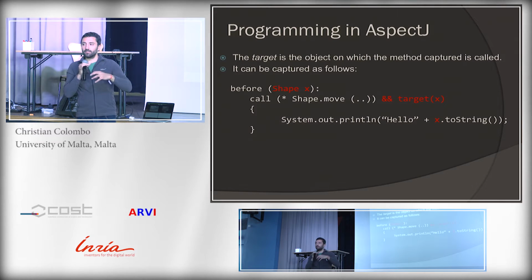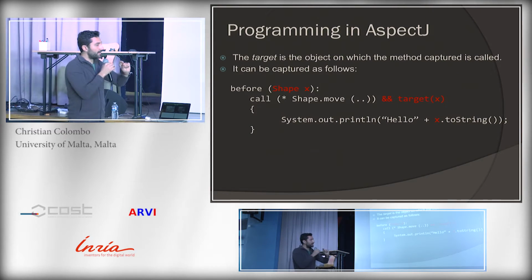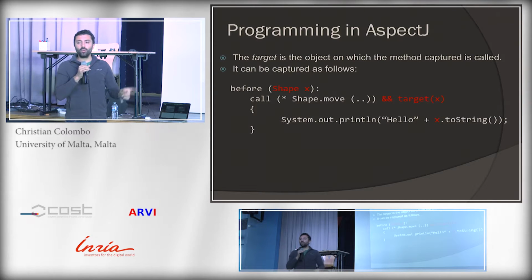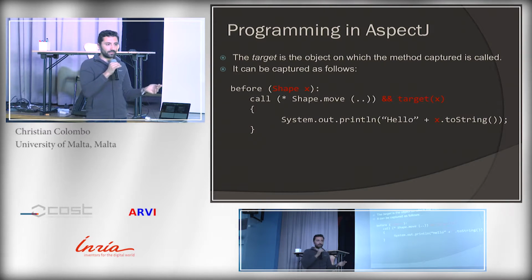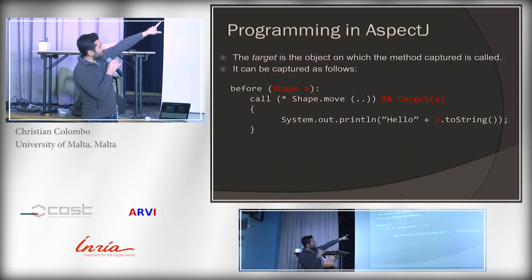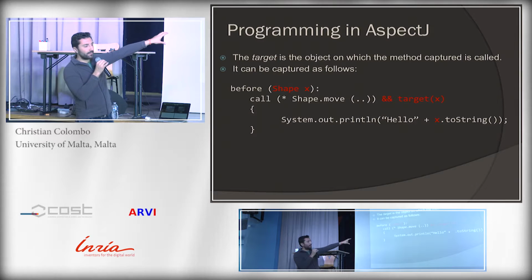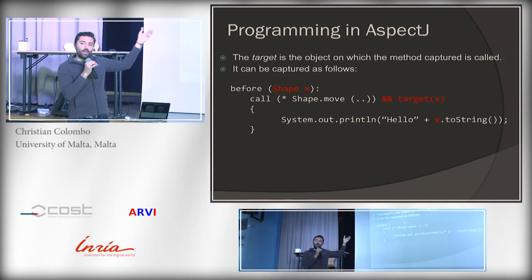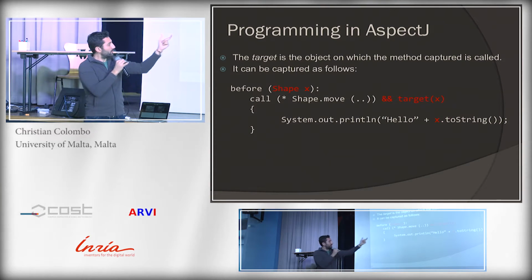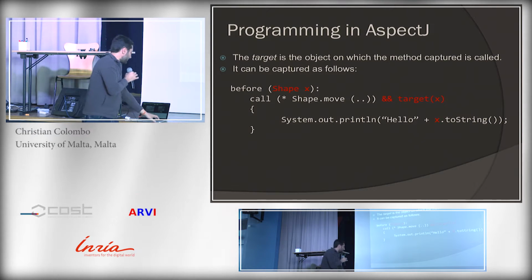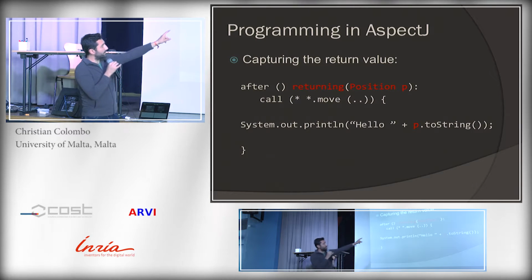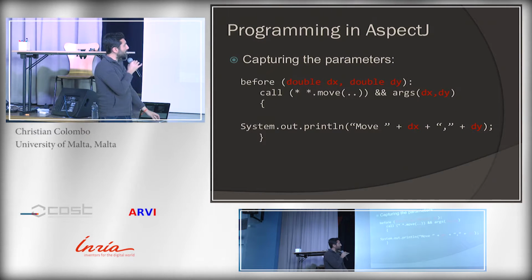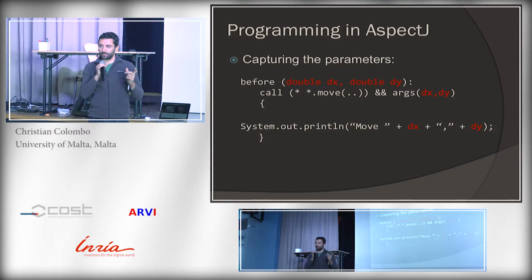So how do you start matching the parameters of interest? So the first object that we're going to match is the target. What do we mean by the target? The target is the object on which the method is called. That will be called the target. So if you say before, and in the brackets you write the variables that you're interested in, and then you say target X. So it means that now shape.move, that shape will be matched, which will be bound with X. Okay. Similarly, we can bind the return object, which might be very convenient when monitoring. And also, we can obviously bind the parameters themselves. Okay.